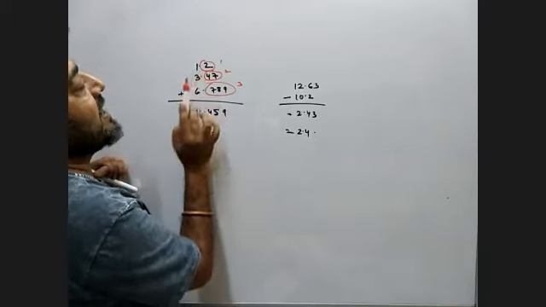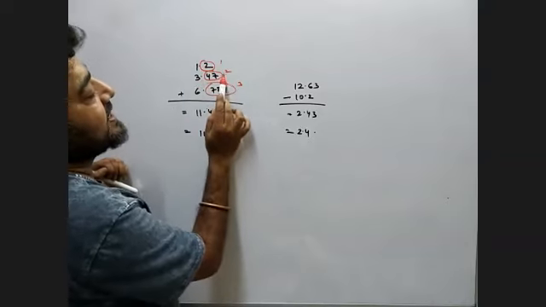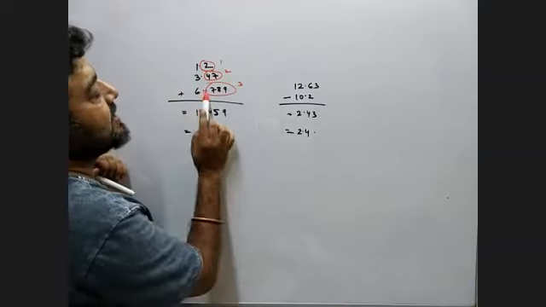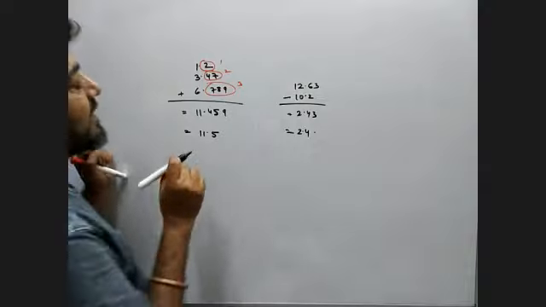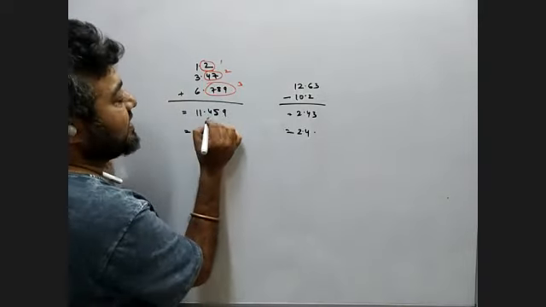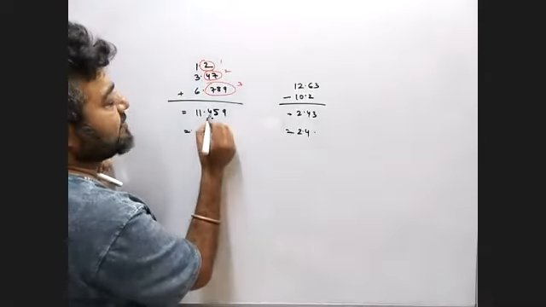In the first one, the number of significant digits after decimal is 1. In this one, it is 2. Here it is 3. So out of 1, 2, and 3, obviously 1 is the least. So my result has 1 significant digit after decimal. So I can write it 11.4.